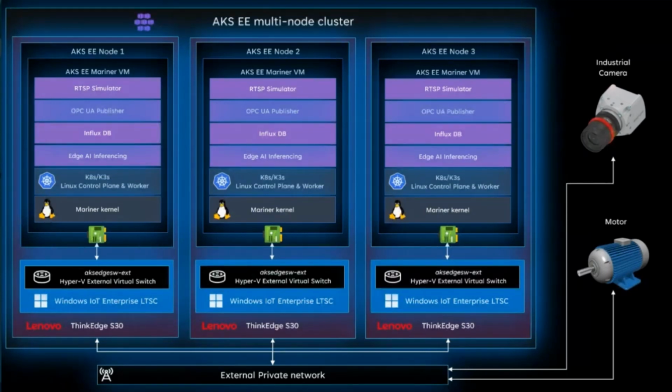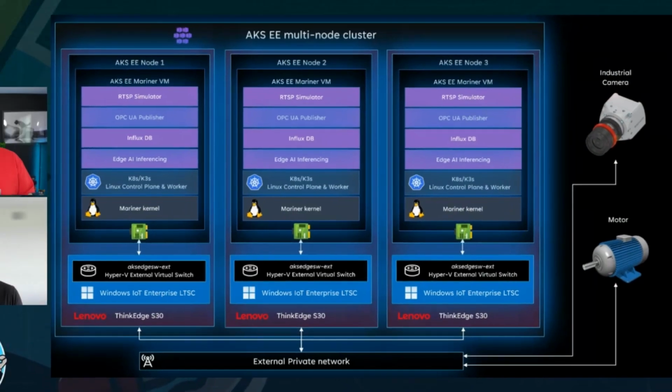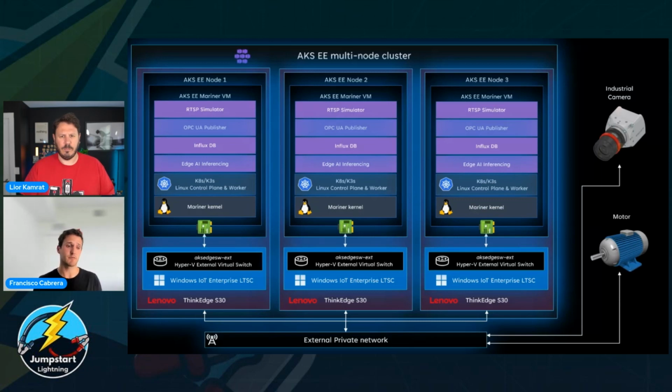Then we have InfluxDB. Right now it's not highly available, but it's a database where we're going to be putting all this telemetry. And then finally, the edge AI inferencing that will grab the frames from the RTSP simulator and do the AI inferencing, returning the probability of that kind of porosity on the welding.